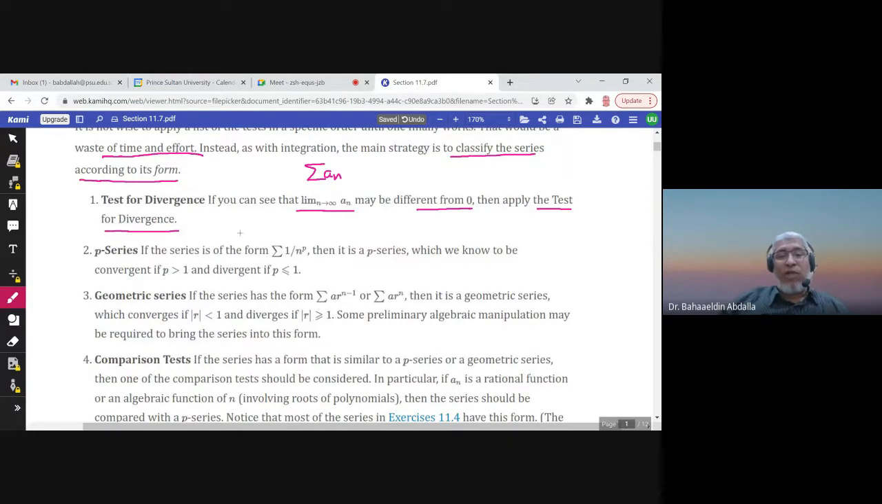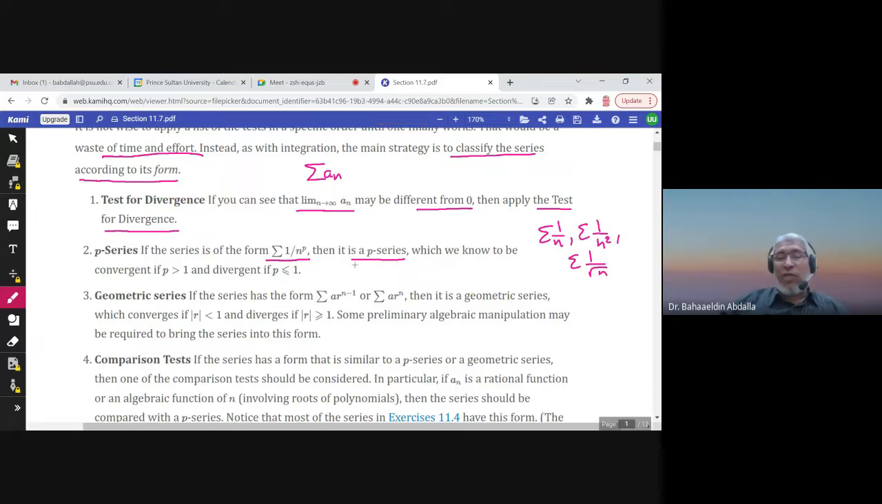Now look at the series carefully. If it has this form, summation 1 over n to the power p, for example, summation 1 over n, summation 1 over n squared, summation 1 over square root of n, this is a p series. We studied p series before. By the way, please do not continue this lecture until you understand all the previous lectures from 11.2 to 11.6, because this is just a summary for all of them. You should know all the tests before continuing this video.